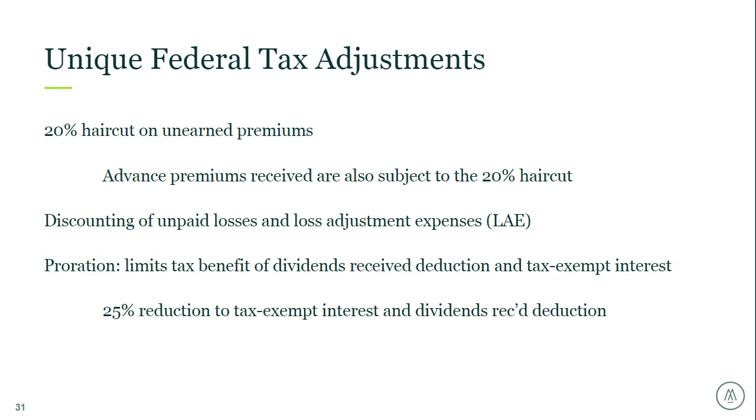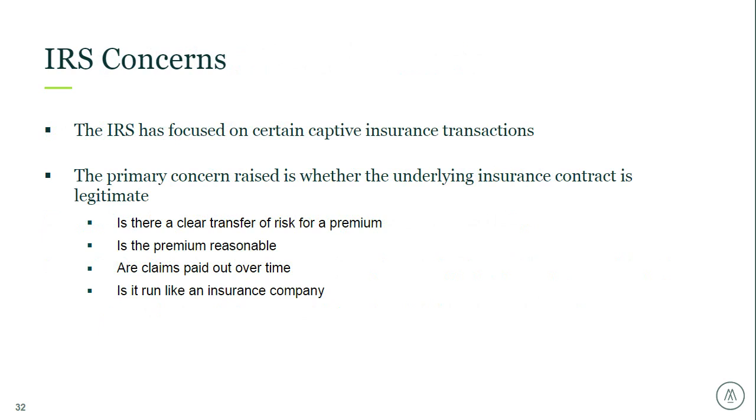There can also be some reduction in the benefit for dividends received deductions or tax-exempt interest when you're an insurance entity. The IRS has a few key concerns. A lot of these are from micro-captives, very small captives that the IRS often looks at as being abusive. But the concerns help to clarify issues that they also look at in large captives. So when you're looking at a large captive, what they're fundamentally trying to get at is whether or not it's a true insurance relationship. There's a clear transfer of risk for a premium. The premium rates are reasonable. There are claims activity being paid out over time, and it's being run like an insurance company.